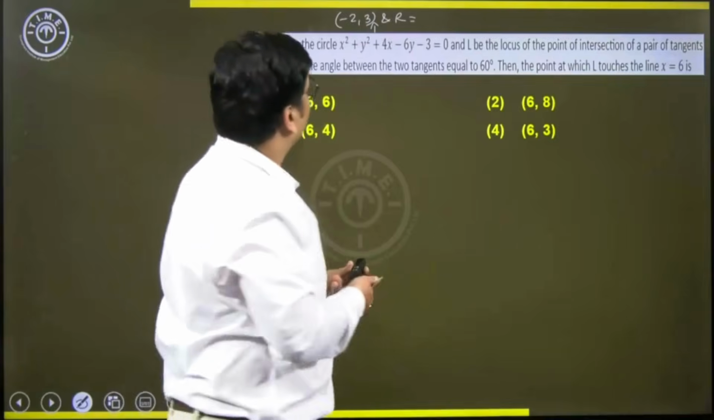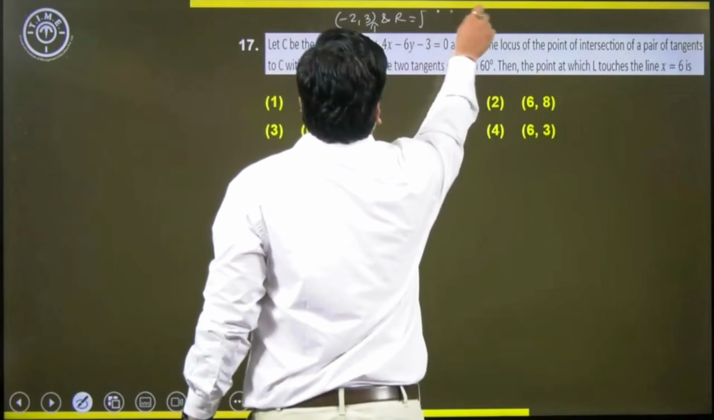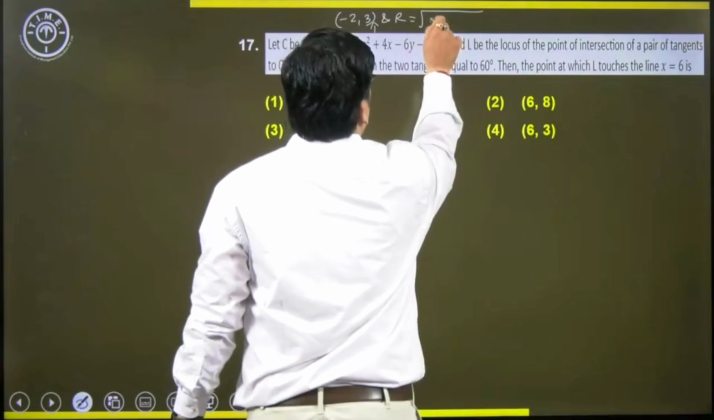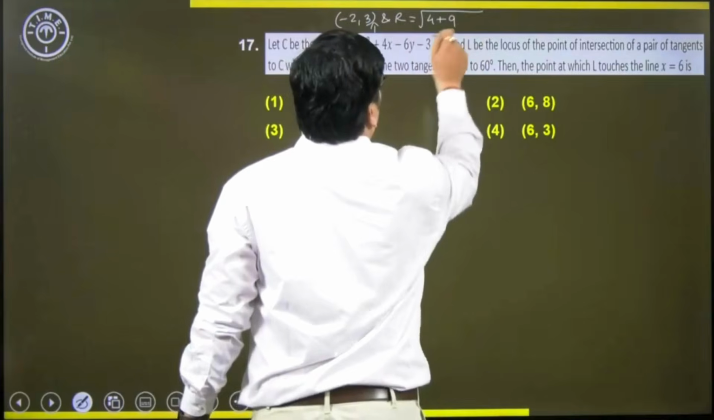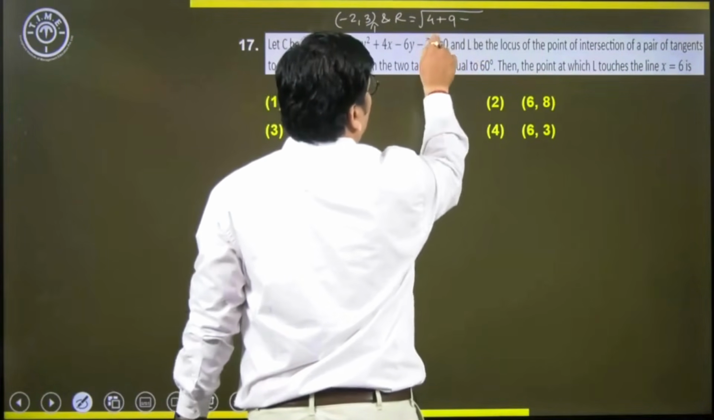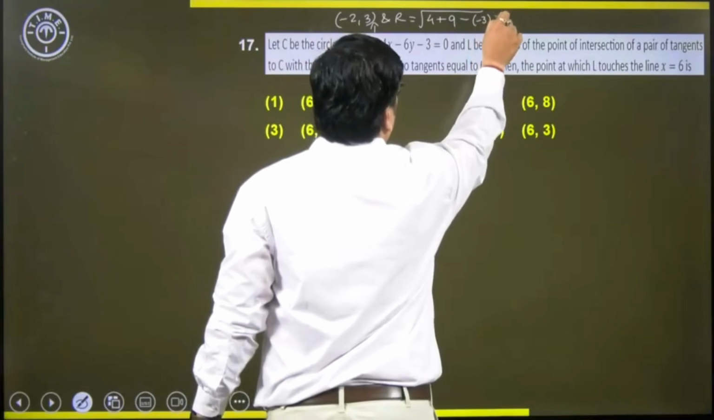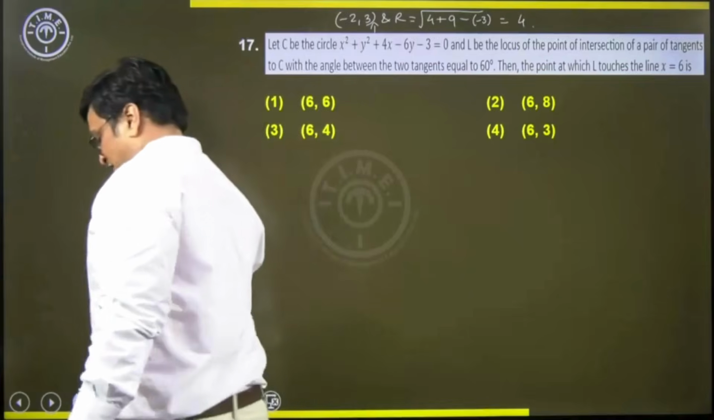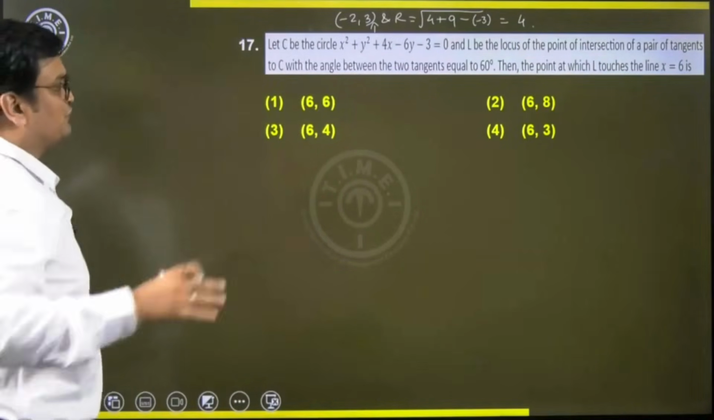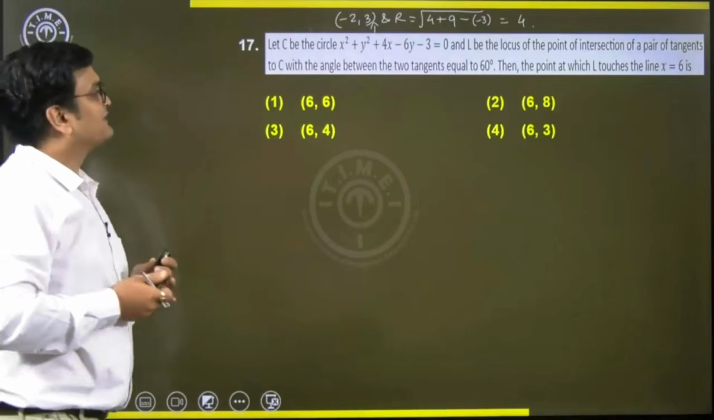And what about the radius? Radius is given as the square root of the sum of the squares of these coordinates, so (-2) whole square plus 3 square, and here you need to subtract this constant, so minus of minus 3. So it's going to be 4 plus 9 plus 3. When you do this, you will get 16, and the square root of 16 is 4. So we know the radius and the center of the given circle.